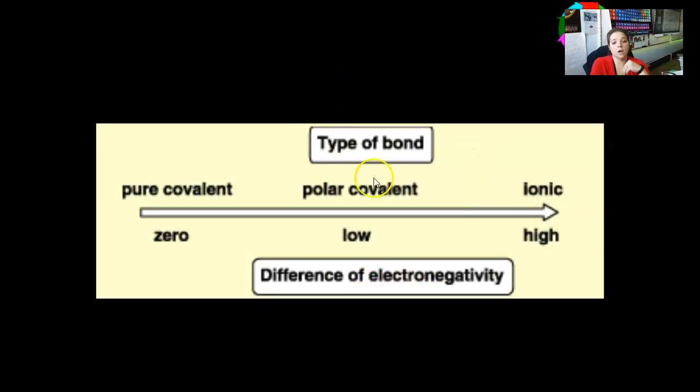Besides that, the type of bonds involved. Pure covalent, there is 0 difference. The more you get, the more polar covalent with low electronegativity difference. The higher the electronegativity difference, the more ionic you get.